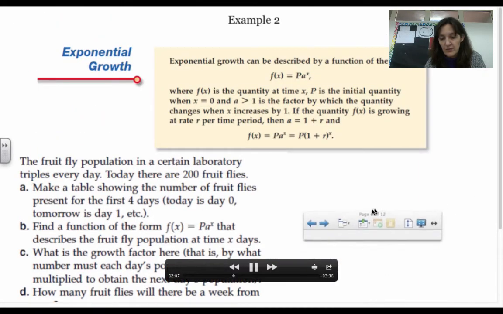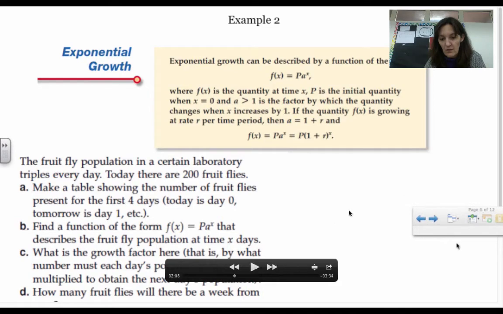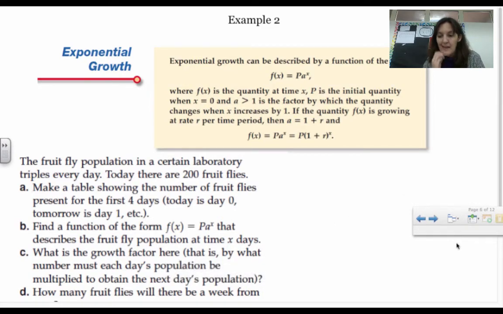So here's example 2. Pause. Okay. So example 2 is exponential growth. All of these problems on your homework are going to be following different formulas. So this is one of them. The formula for interest was the first one. So exponential growth uses this formula here.